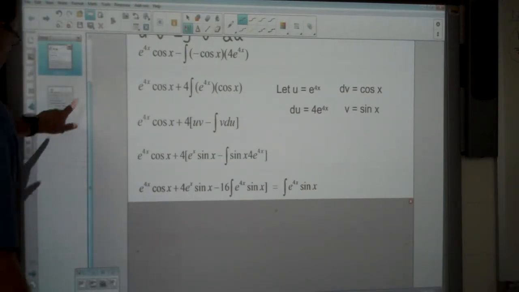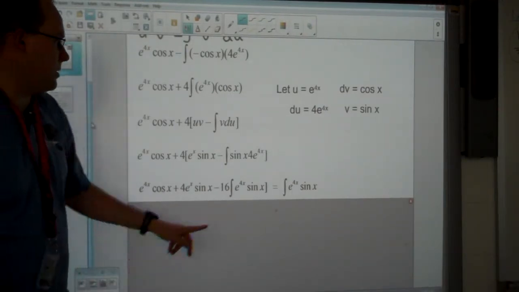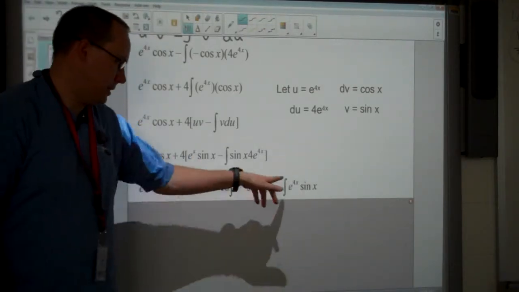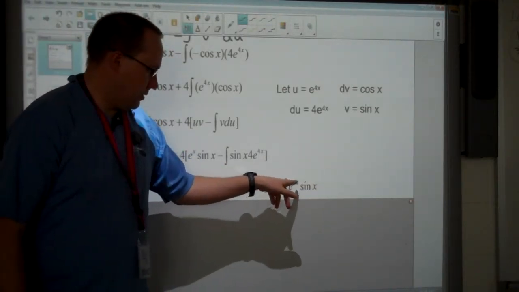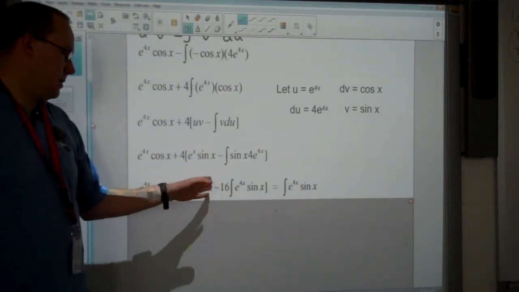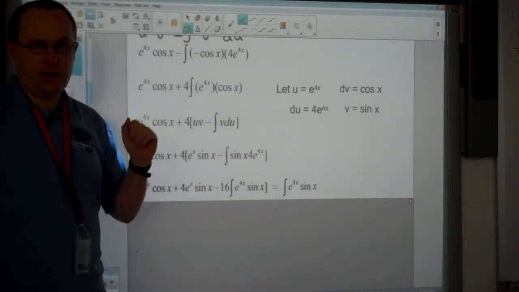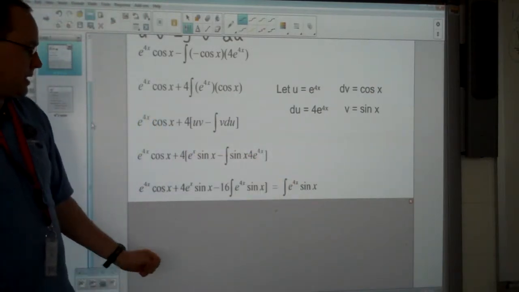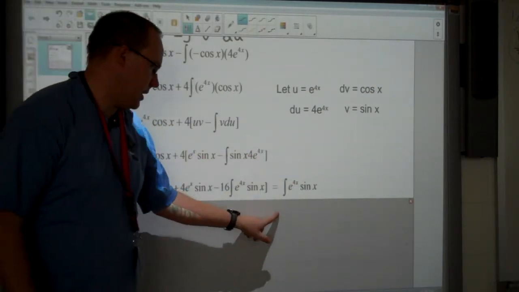However, there's a very clever step we can do now. As we know that the integral of this is this, although we can't solve this integral, notice these are like terms. The integral of e to the 4x sine x, and on this side I've got negative 16 e to the 4x sine x. So if I was to bring that to the other side and combine it, I would actually have 17 times the integral of e to the 4x sine x.